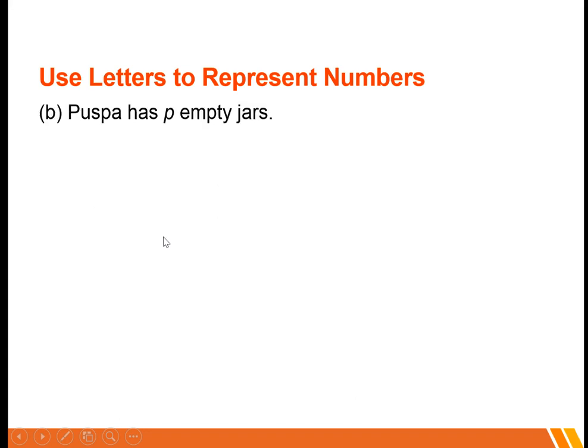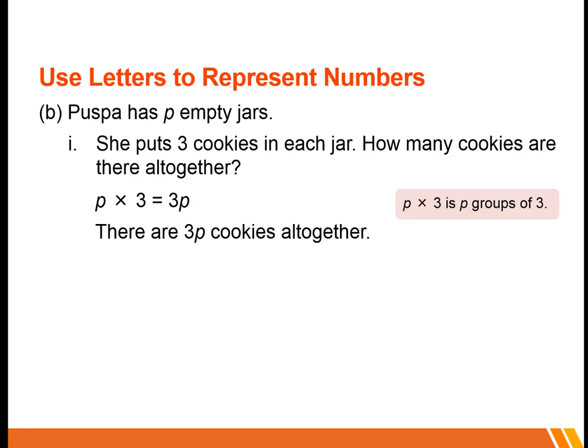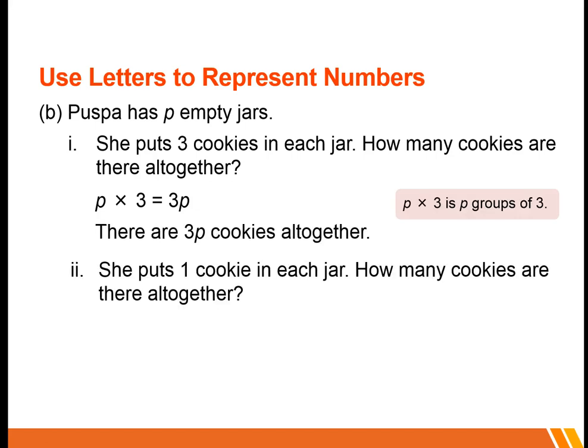Now if Puspa has P empty jars, and she puts 3 cookies in each jar, how many cookies are there altogether? There will be P times 3 equals 3P. There are 3P cookies altogether. Now if she puts 1 cookie in each jar, remember, you have P number of jars, and every jar has 1 cookie, so there will be P times 1 equals P. Now please remember, P times 1 or 1 times P, your final answer should be the letter P. I do not want to see 1P there.